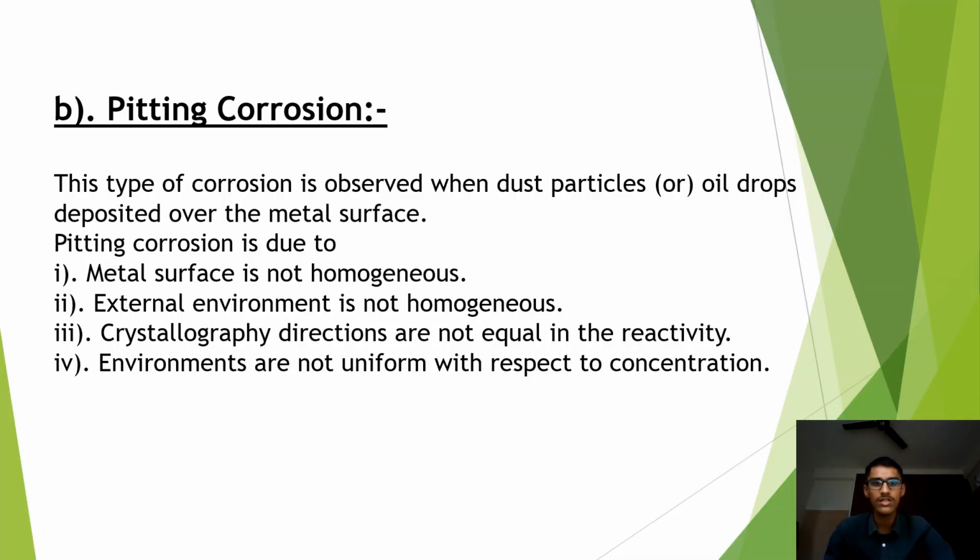Now let's see about the another type of differential aeration corrosion, which is the pitting corrosion. Pitting corrosion is a type of corrosion which is observed when dust particles or oil drops are deposited over the metal surface. Pitting corrosion occurs when the metal surface is not homogeneous or when the external environment is not homogeneous. Crystallographic directions are not equal in reactivity and it also occurs when the environments are not uniform with respect to the concentration.